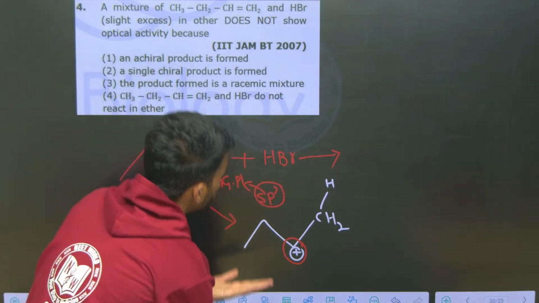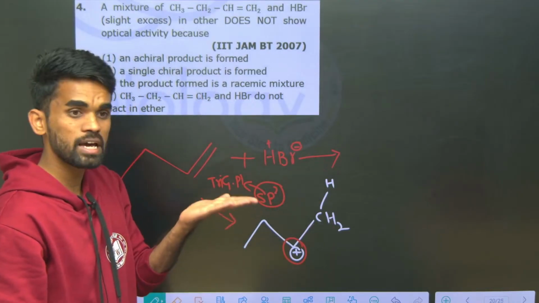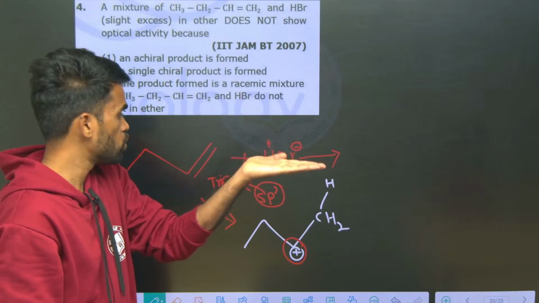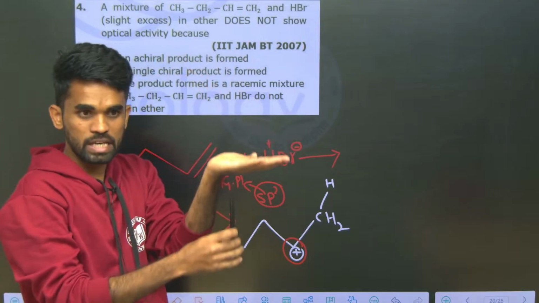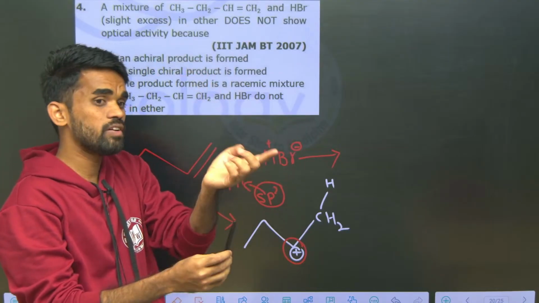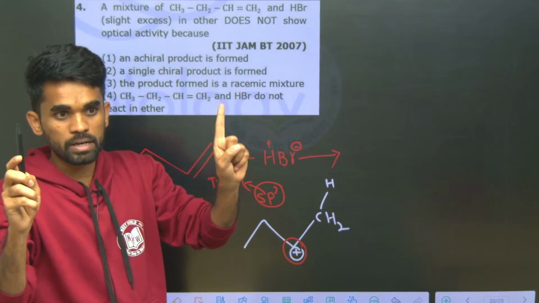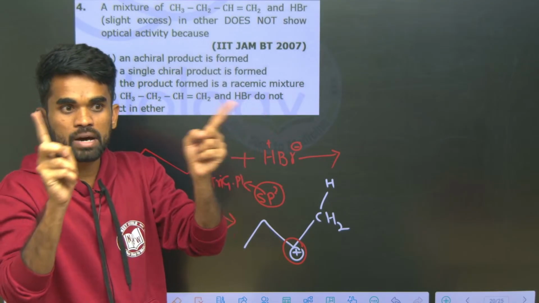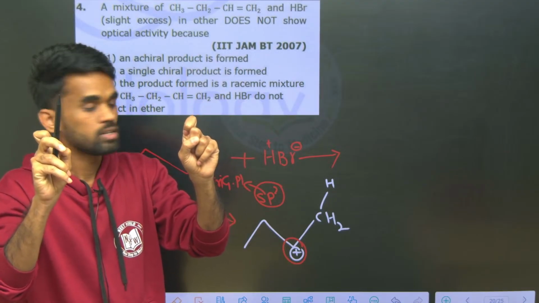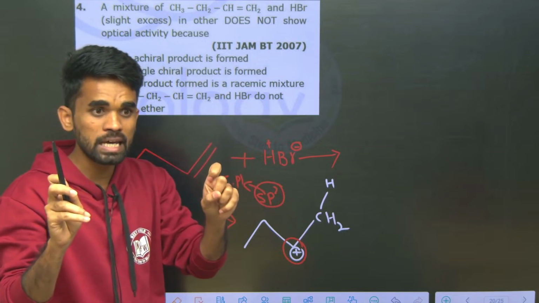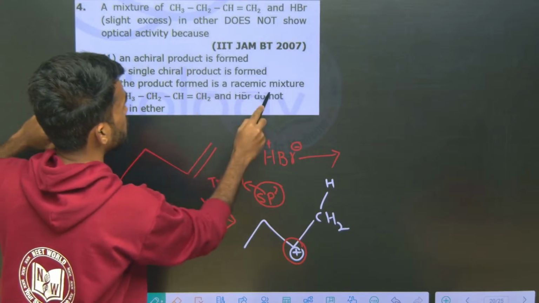So now what is the negative part here? H plus Br minus. What is the negative part? Br. So that Br minus is our nucleophile. That nucleophile can come from above the plane or below with equal probability. If it comes from above the plane, we get one isomer. If it comes from below the plane, another isomer. Both of them are enantiomers. An equimolar mixture of two enantiomers is a racemic mixture, so it is optically inactive because the product formed is a racemic mixture.